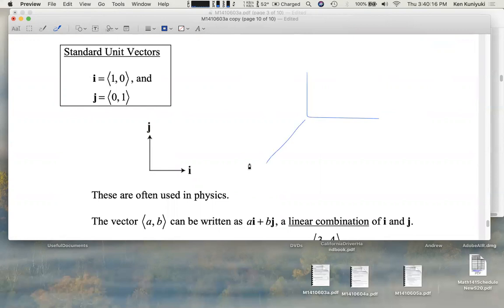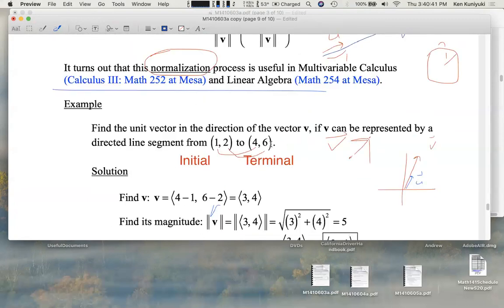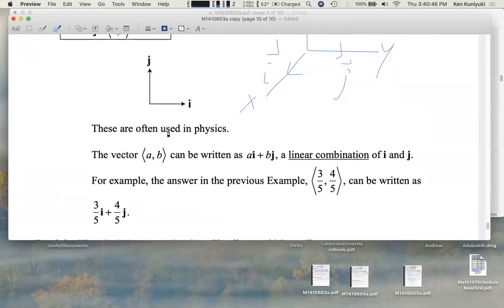In 3 space, where the positive x-axis points out at you, here's the positive y-axis, positive z-axis, you talk about i, which is 1, 0, 0, j, which is 0, 1, 0, and k, which is 0, 0, 1. That's in 3 space. That's in Calc 3, really analytic geometry 3. Again, Math 252. We often use this notation in physics. So for example, 3/5, 4/5 can be written as 3/5 i plus 4/5 j.